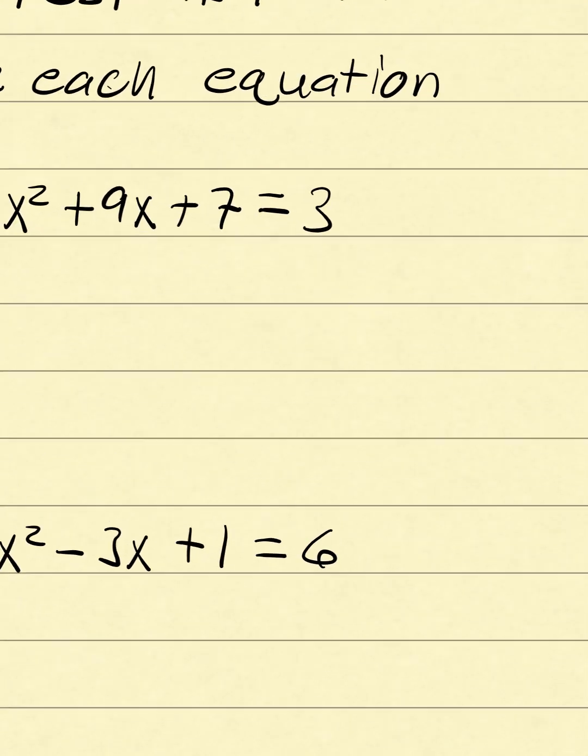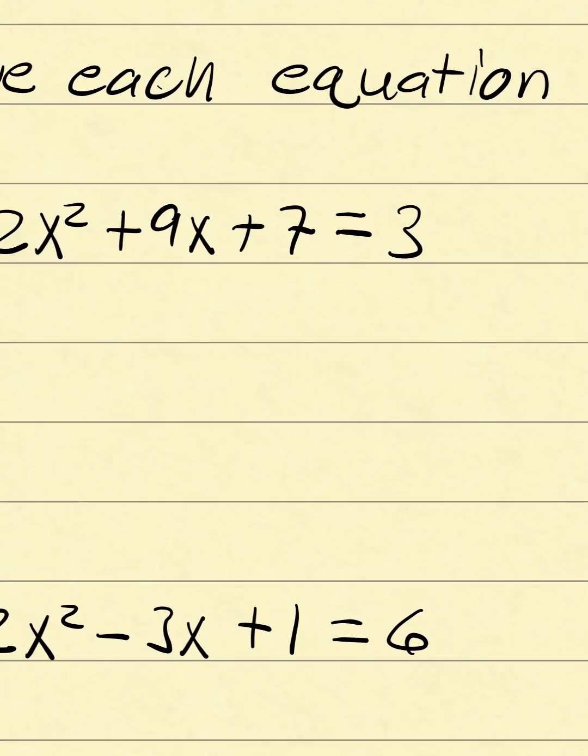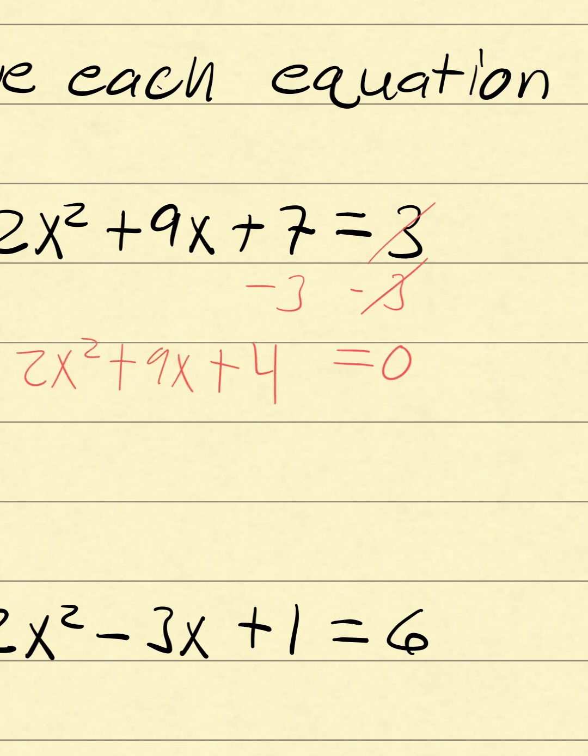Okay, so we can get started with the first one. If it says to solve each equation, you can solve it however you want to solve it. How would we start this one? We need the entire equation set equal to what? 0. To 0, good. So we want to subtract that 3 from both sides. And then we get this equation equals 0. And then we're left with 2x squared plus 9x plus 4 equals 0.